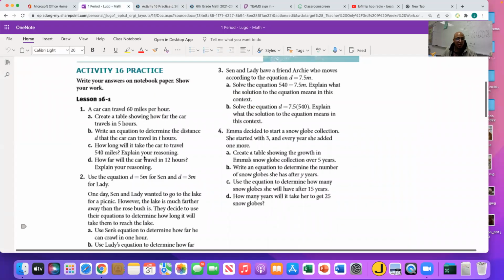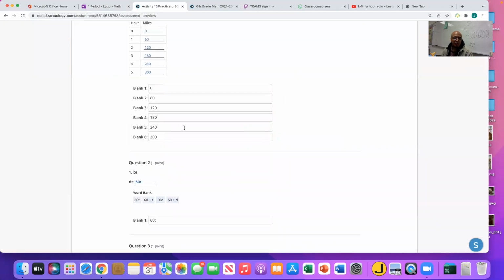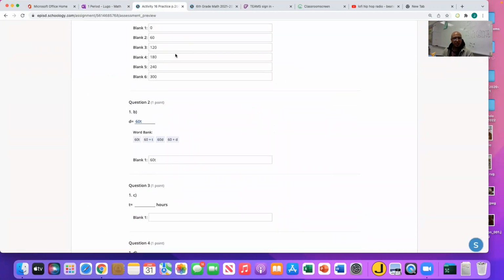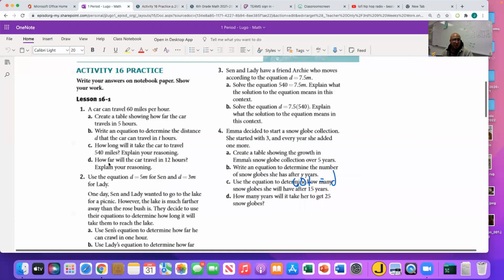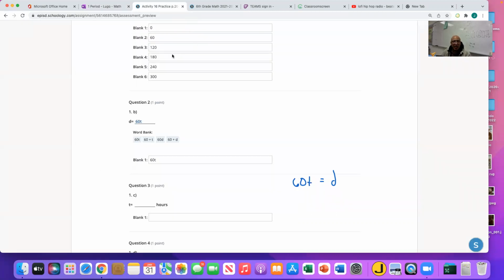Moving on to letter C. How long will it take the car to travel 540 miles? Now, ladies and gentlemen, let's go ahead and use that equation that we just got, which was that the distance, or let's spread it the other way. Let's do 60 times the time in hours is going to equal your distance. All right. And they're asking, well, how long is it going to take to travel 540 miles? So how long will it take? What is going to be the time? We're looking for the time. In this case, we have the distance, but we're looking for the time.